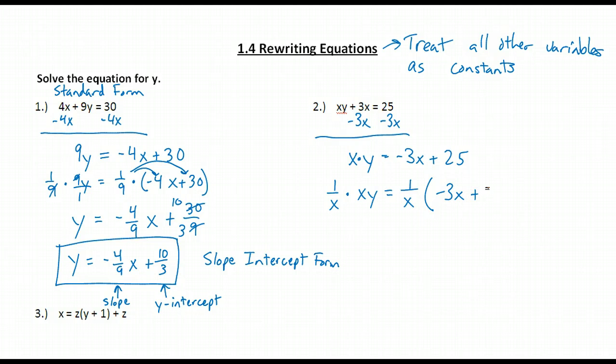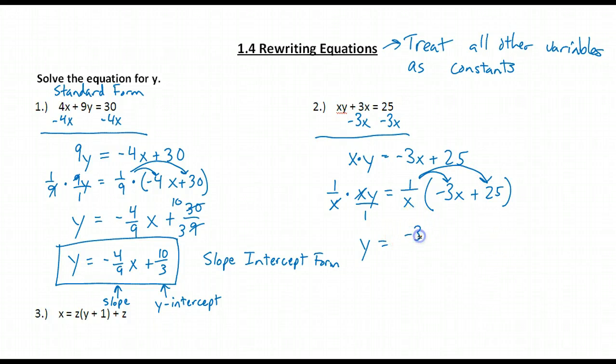Notice that my right side gets put in parentheses, because I need to distribute this 1 over x to both terms. So what happens on the left side is x and x cancel. I'm left with just y equals. And on the right side, I need to distribute.